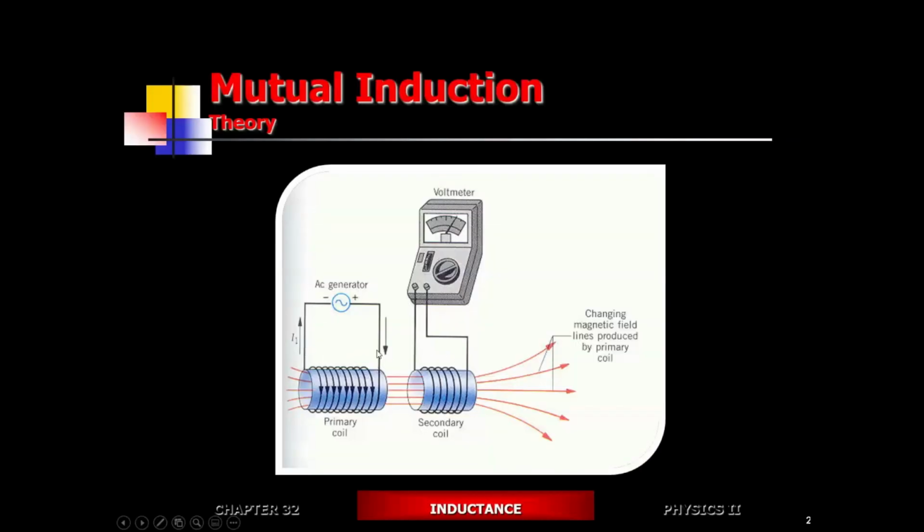So when you vary the current within the primary, it's going to induce a voltage on the secondary, and the voltage in the secondary is going to drive the current in the secondary. Okay. So this is known as mutual inductance.